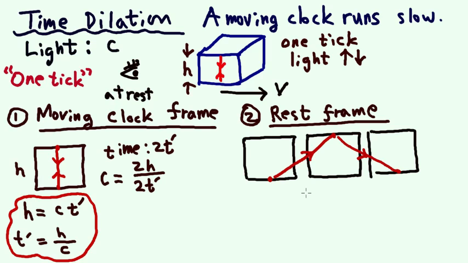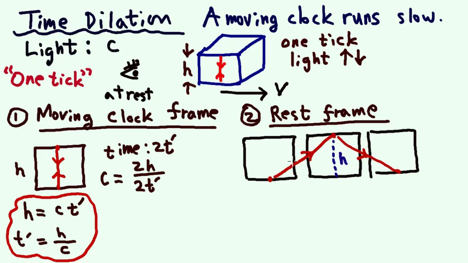So now, if you look at this path covered by the light for this 1 tick event, you can see that the full length here is definitely greater than 2h. Why? Well, let's figure it out here. We know that this is actually just h, right? So this length here is definitely greater than h. So this full length is greater than 2h.